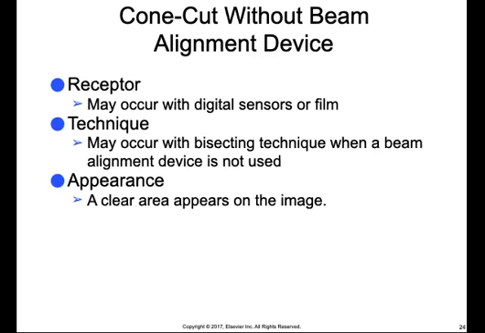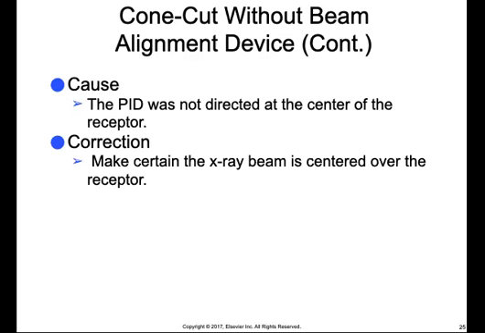So cone cuts without a beam alignment device can happen on digital sensors or film, and it may occur with a bisecting technique when a beam alignment device is not used. And again, this will look like a clear area on the image. The cause for this was that the PID was not directed at the center of the receptor.